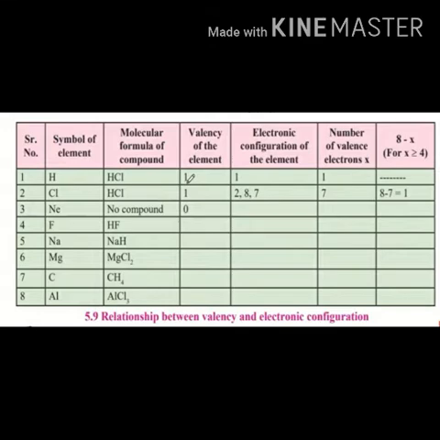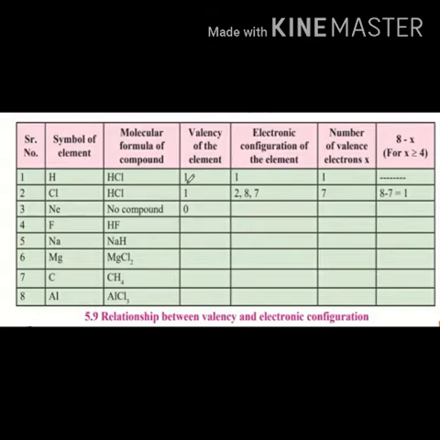Second element is chlorine. Its symbol is Cl. Chlorine and hydrogen combine to form compound HCl, that is hydrochloric acid. Here just one atom of chlorine is combined with hydrogen. Hence valency of chlorine is 1. Electronic configuration of chlorine is 2, 8, 7. Chlorine contains 7 electrons in the outermost shell. Hence valence electrons are 7, means X is equal to 7. So 8 minus 7 is equal to 1.